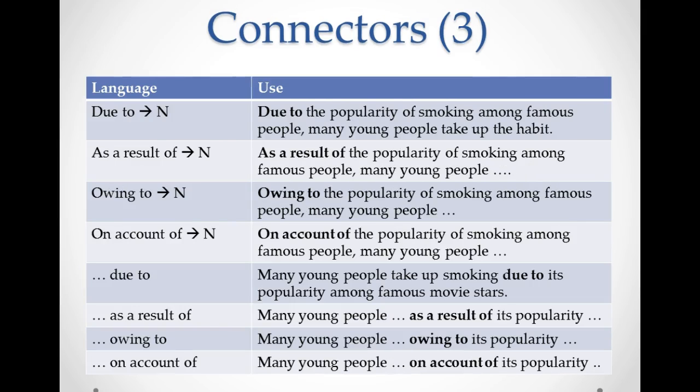Let's keep going. Here are some more. Due to, as a result of, owing to, and on account of must be followed by a noun phrase. You have no choice. No verb. Due to the popularity of smoking. As a result of the popularity of smoking. They are all the same. Notice the comma as well.